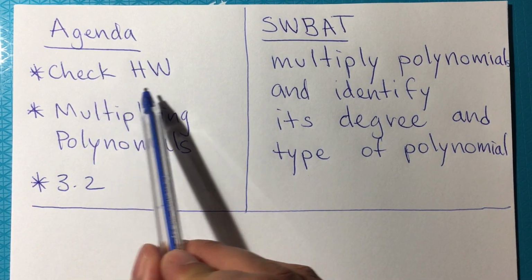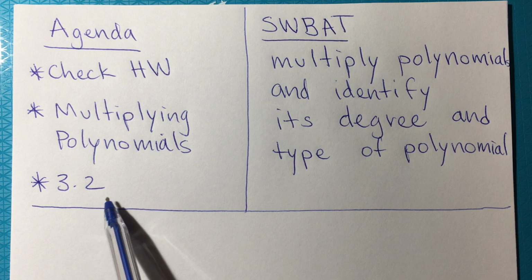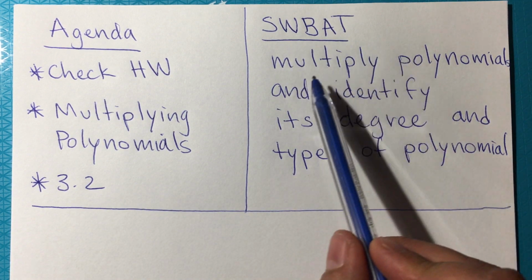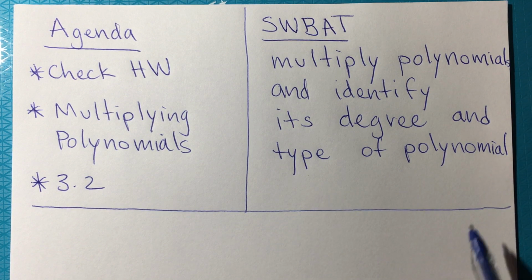Hello students, today's agenda is to check homework. We'll be multiplying polynomials and you will be able to do 3.2. Today students will be able to multiply polynomials and identify its degree and type of polynomial.